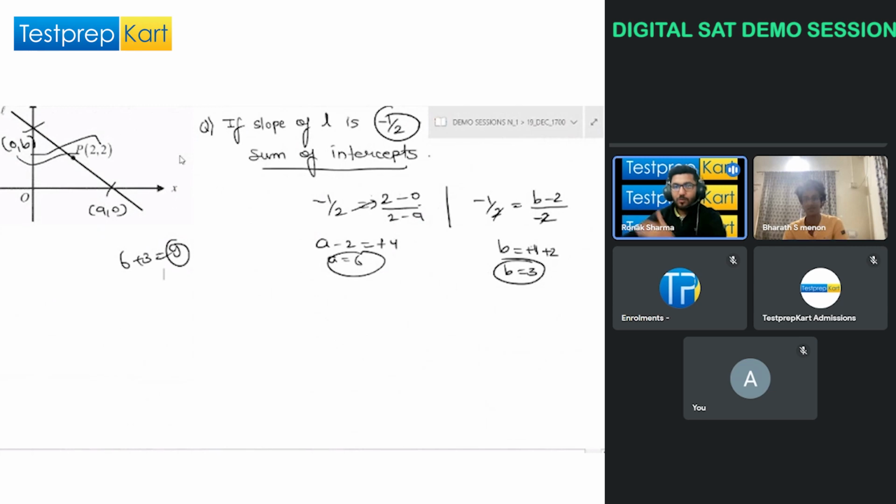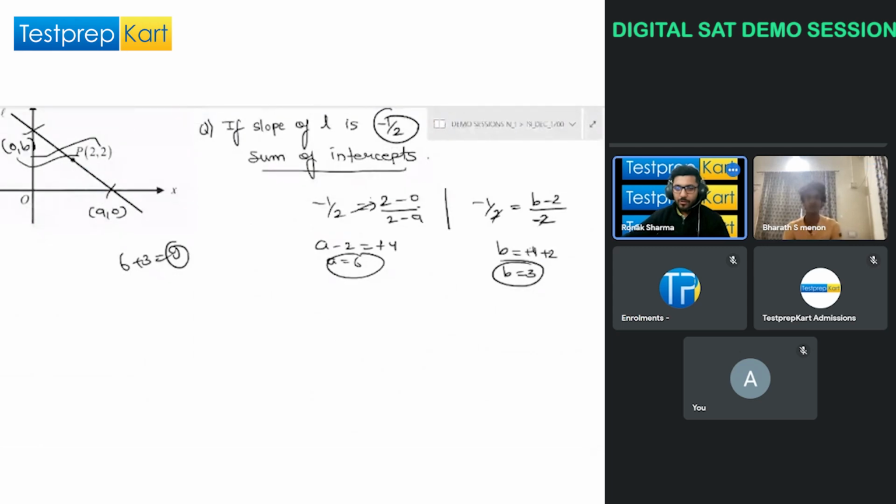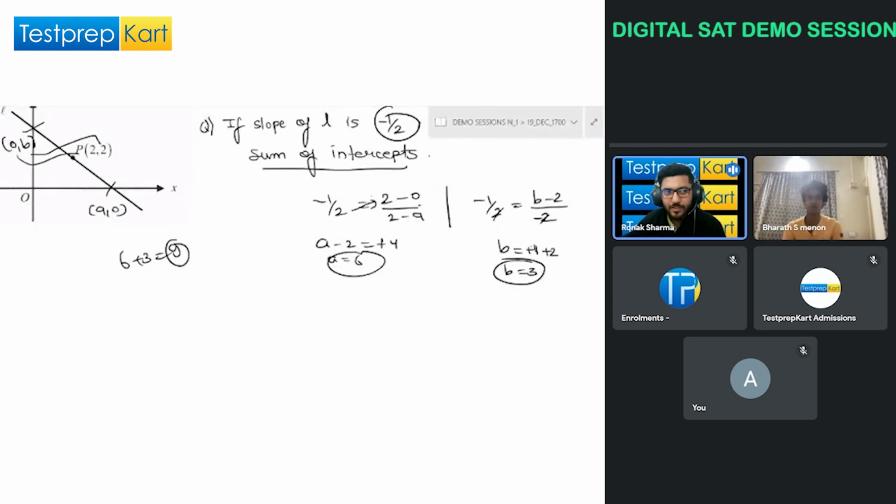But now I know that if you go this way, the chances of making a mistake are lower, and it is easier. Exactly. So let us do a few more questions on this basis. One more good question.